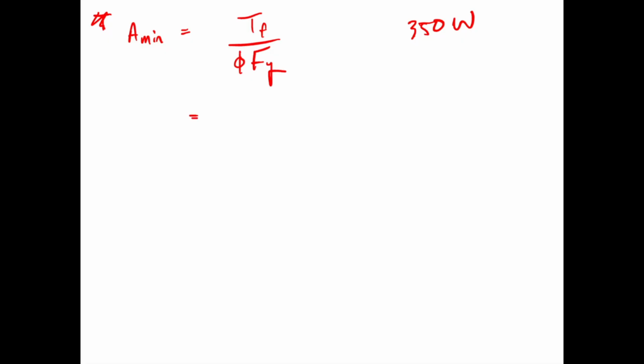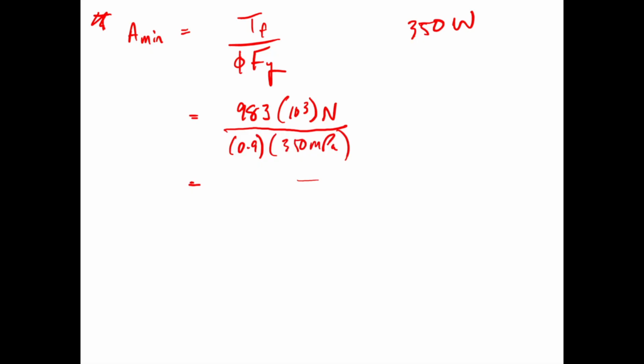So TF is the 983 kilonewtons. I'm just going to add a 10 to the 3 there to get it into newtons, so that when we divide by MPa, we get our millimeters squared back. We divide that by 0.9 times 350 MPa. And if we do that for the channel, the minimum area that we need is 3,121 millimeters squared. Okay, so we've done that before. Are there any questions about that before we do the other minimum area calculation?